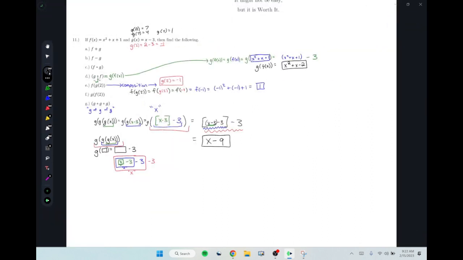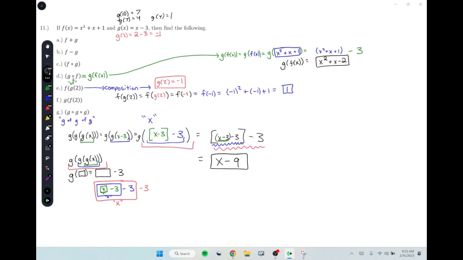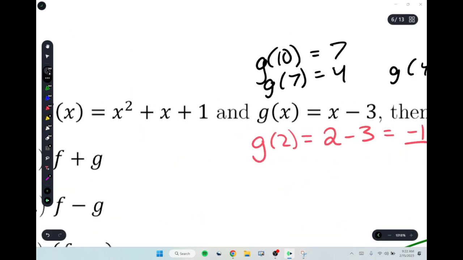All right, let's not waste too much time on composition. There's so many other things. May I ask one question? Sure. When you're adding, like f plus g, would you just put both in brackets? Oh, but combine like terms. You have to combine like terms, right? Yeah. So you would combine the x and the 3 and the 1. Like 2x and negative 2. X squared stays by itself.